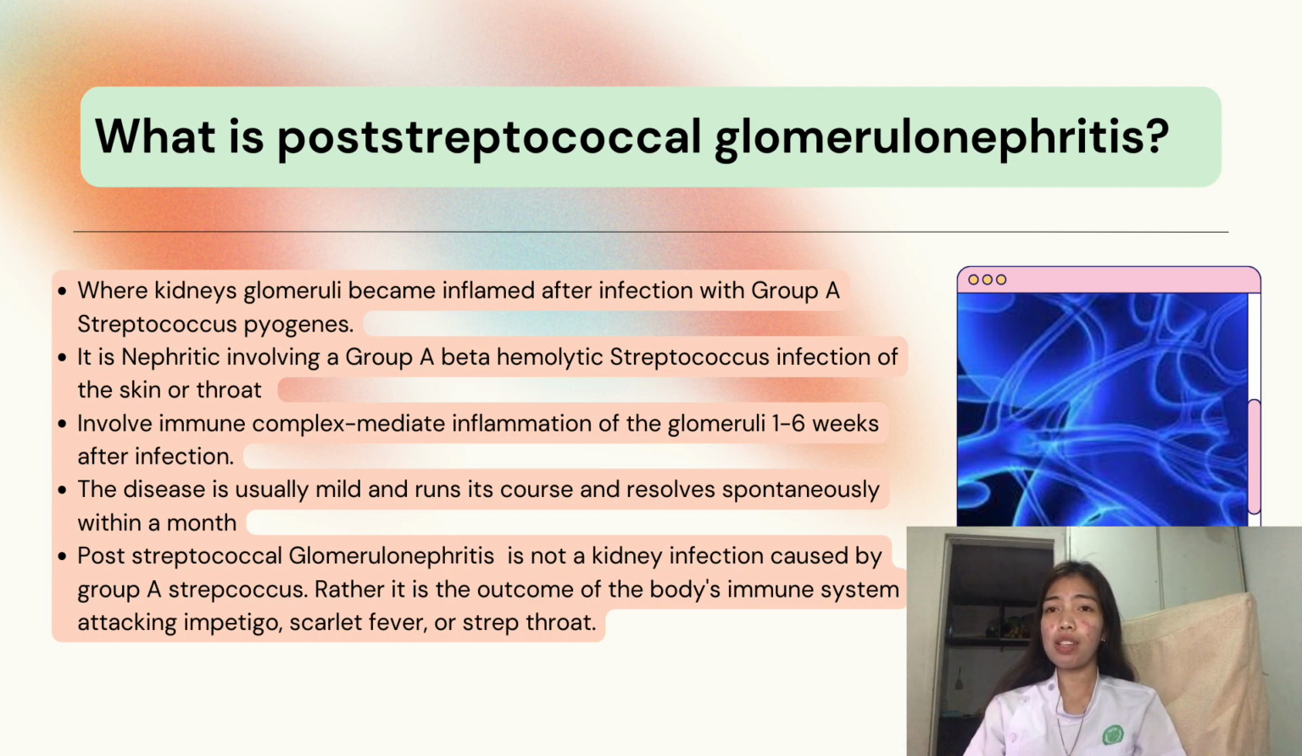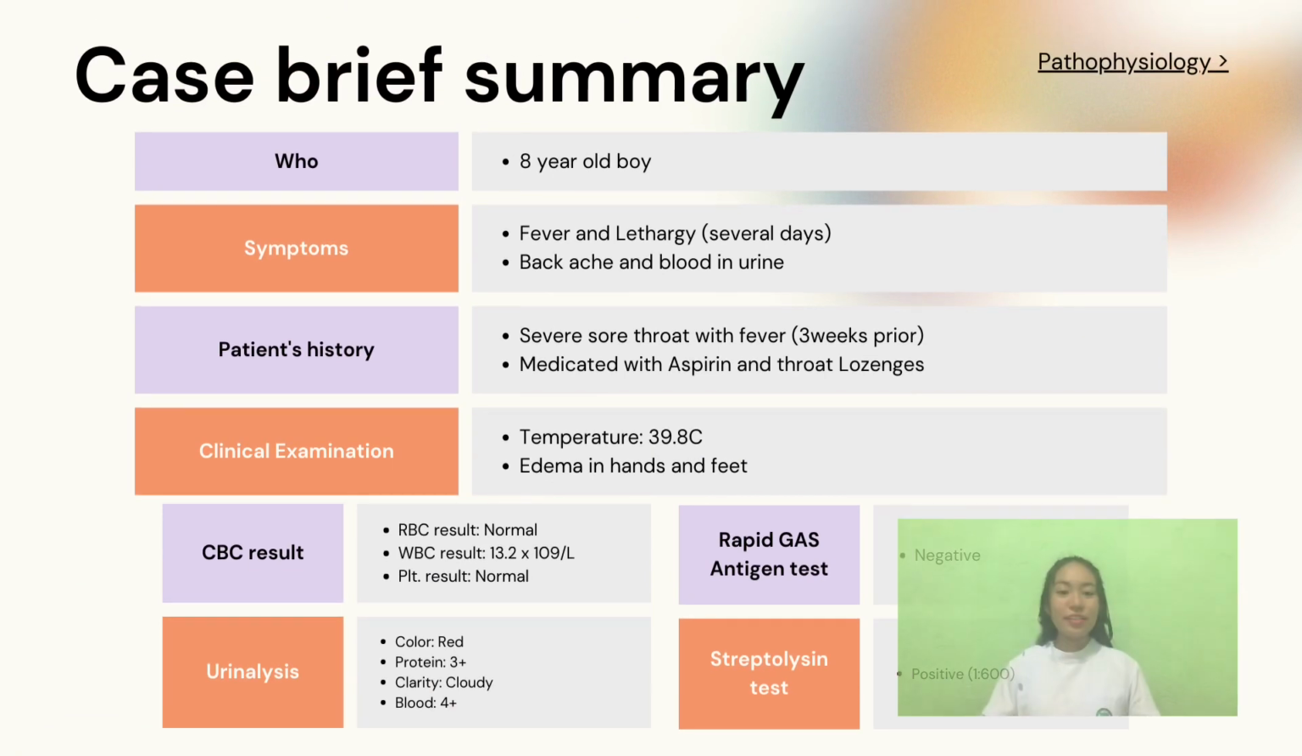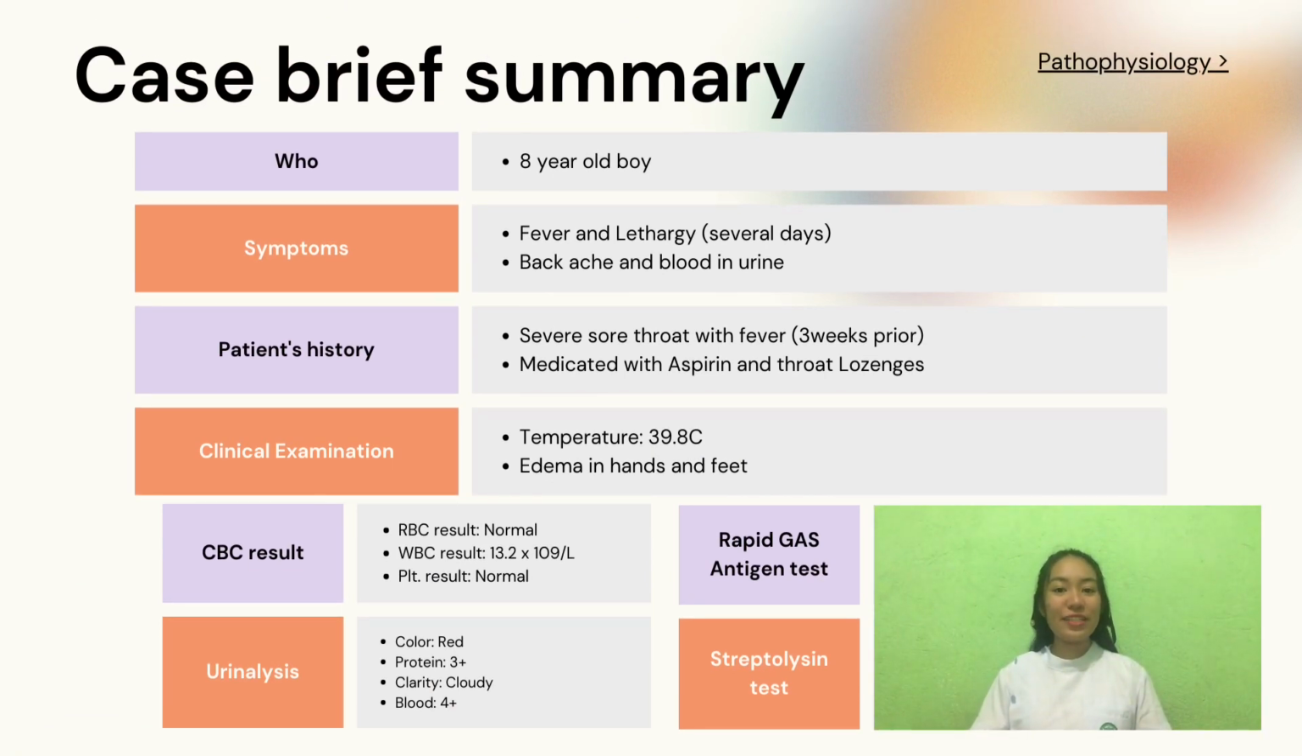Now let's proceed with the case brief summary by Santiago, Jaira. Thank you, Ms. Arandia. Now we will proceed with the brief summary of our case study. Who is our patient? Our patient is an 8-year-old boy who experiences symptoms such as fever and lethargy for several days. He also complains of backache and blood in urine. The patient's history involves severe sore throat with fever 3 weeks prior. He also received medication such as aspirin and throat lozenges.